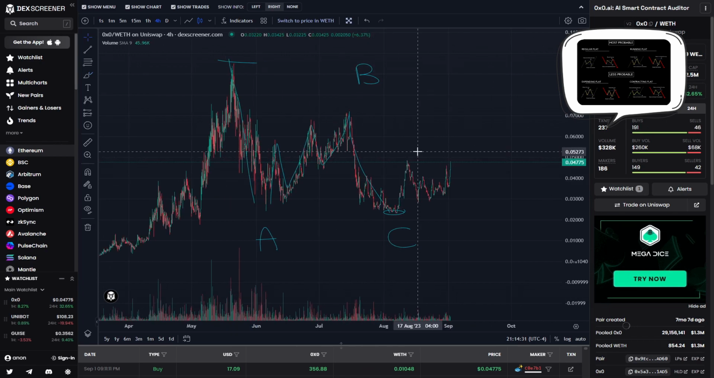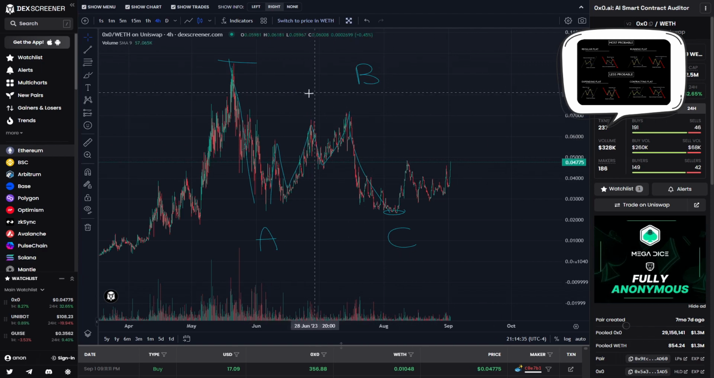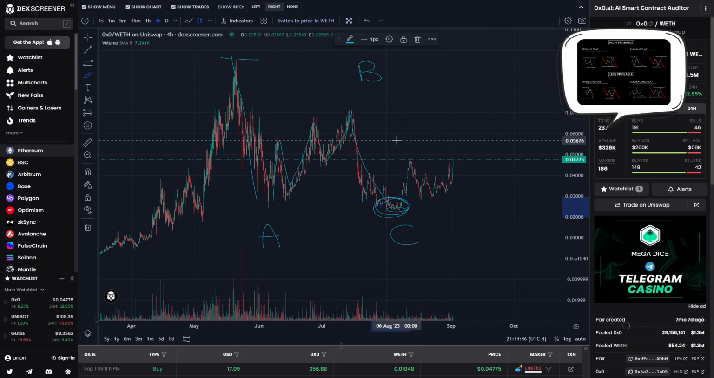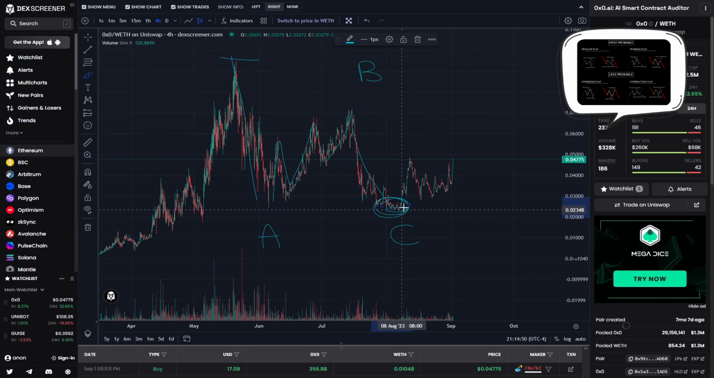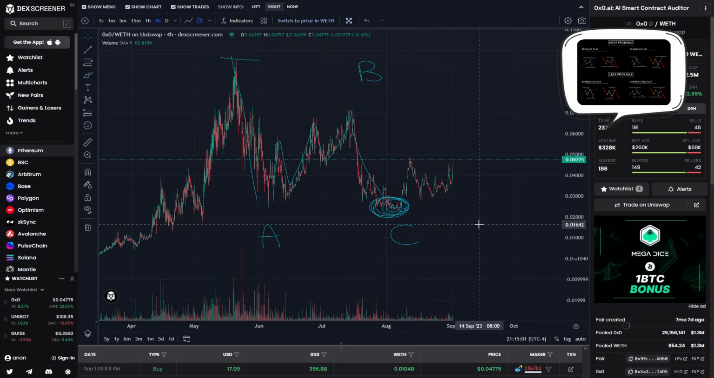I know about the different types of correction because I know the wave theory. So I assume that this is a regular flat, and I assume that right there, if the project is still delivering, if it's still doing good stuff, the fundamentals are good, I mean. So why not hop in right there? Because I know this will be potentially the end of the correction, and I'll potentially be riding the next up move. So right there, it was a perfect entry in my opinion.